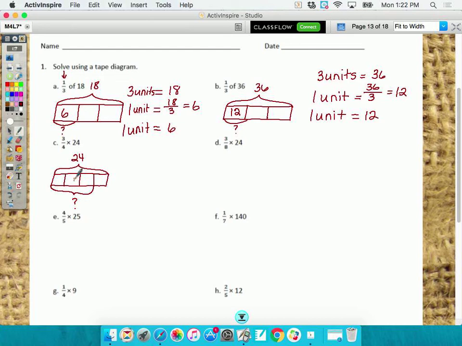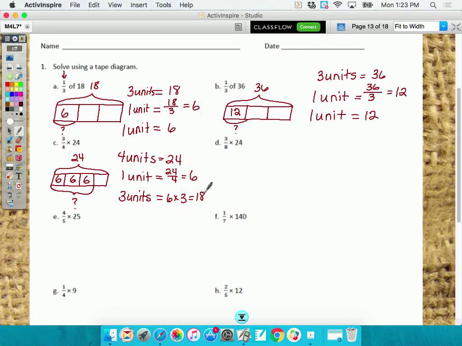So what's my total number of units? 4 units equals 24. 1 unit equals 24 divided by 4, which is what? 6. So go ahead and write the 6 in each box that we need to know. This is a little way for you to check yourself. So 3 units, now this is different because our numerator is 3. 3 units equals 6 times 3, which is 18.